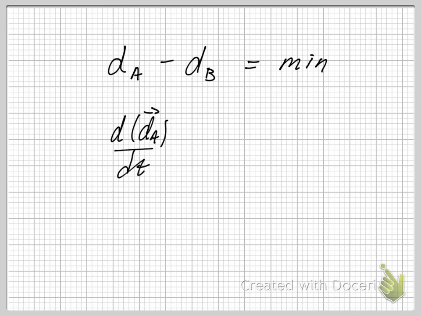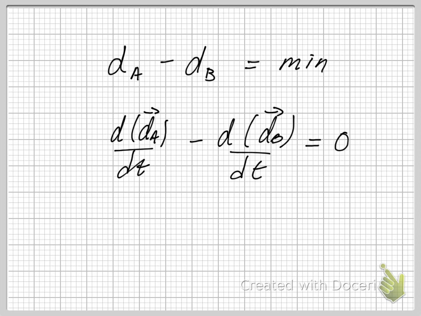So if they're at closest, that means the displacement of object A minus the displacement of object B is smallest. It's going to be a minimum. So we know from calculus, when we figure out minimums, we take the derivative and we set it equal to 0. So I want this to be minimum, so I'm going to take the derivative of both sides. So I'm going to take the derivative of the displacement of A with respect to time, and I'm going to take the derivative of the displacement of B with respect to time, and I'm going to set that equal to 0 to find that minimum.